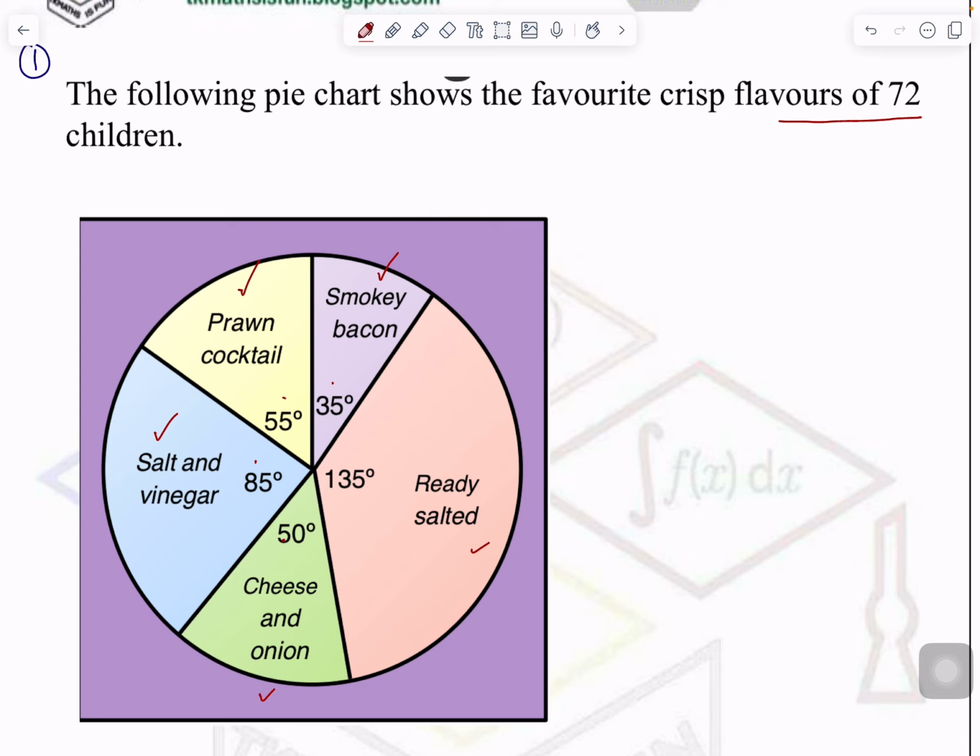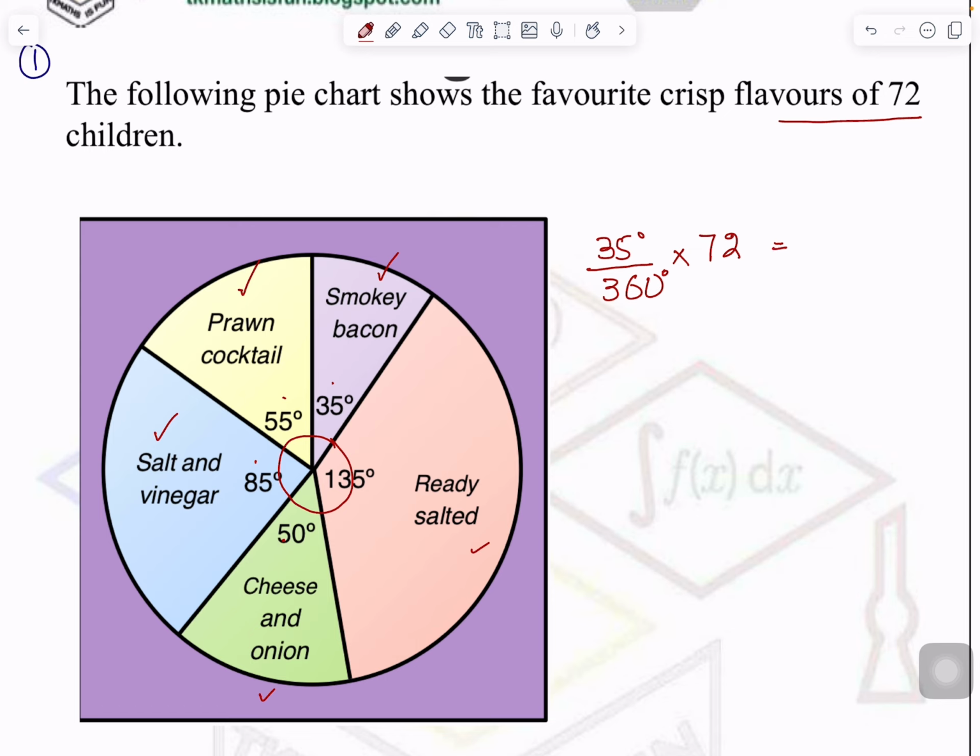So what you will do? It is 35 degree out of what? Total degrees are what? Of the circle. Total degrees are 360. So 35 degree out of 360 multiply by 72. Now this concept, I hope you understand, it is all connected. When you do 35 degree divided by 360 degree, it gives you the fraction for one. So you multiply it by 72 and you get number of students here.